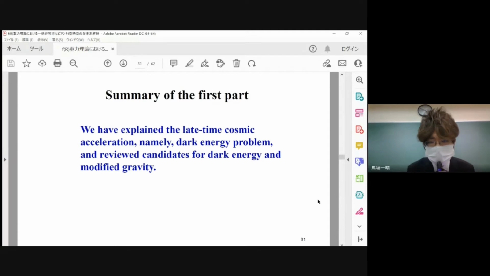Okay, let me summarize the first part. In this first part, we have explained the late-time cosmic acceleration, namely the dark energy problem, and reviewed the candidates for dark energy and the modified gravity theories.